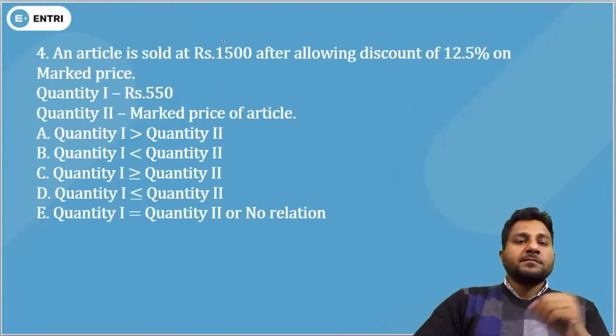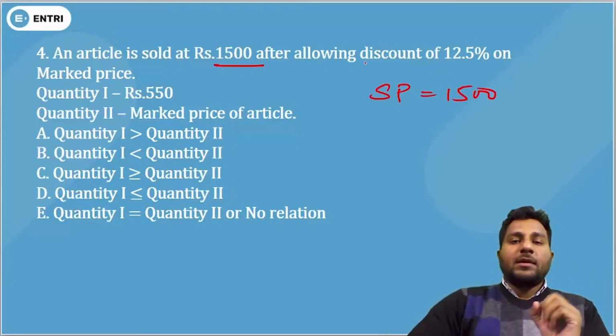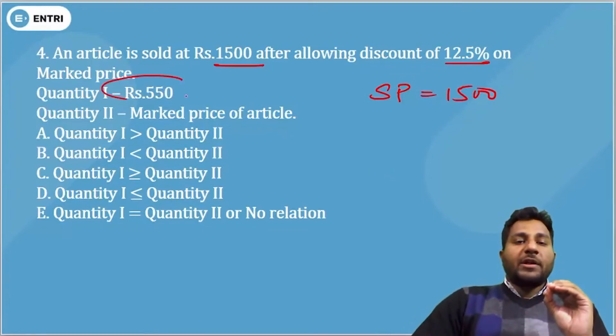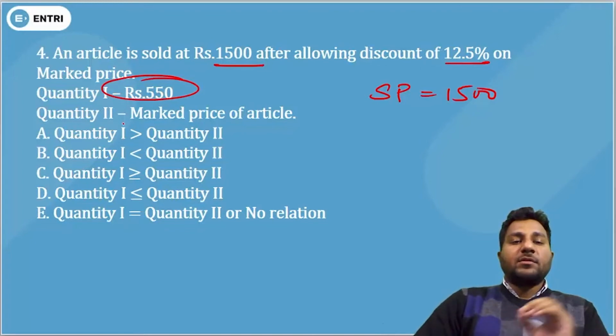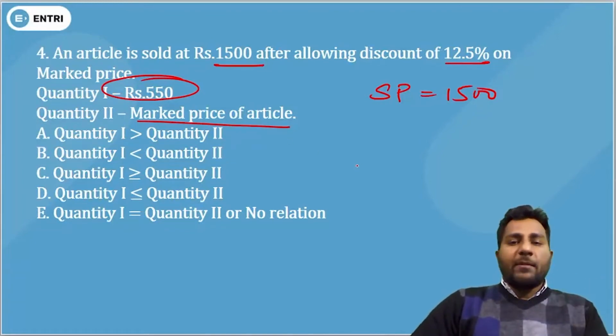The next one. An article is sold at 1500. That means the selling price, allowing 12.5% discount on MRP. Quantity 1 is rupees 550. Quantity 2 is MRP of article. So let's find out the MRP.